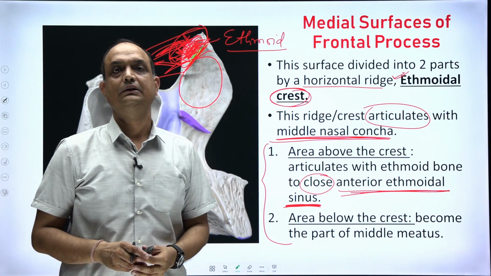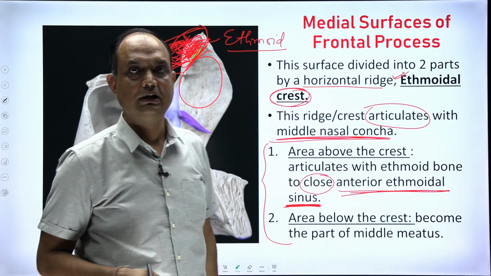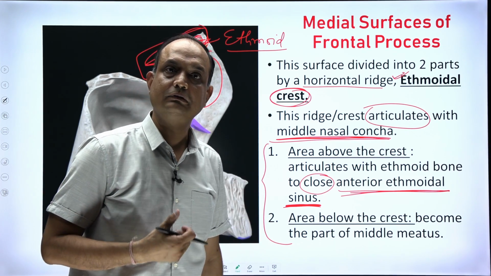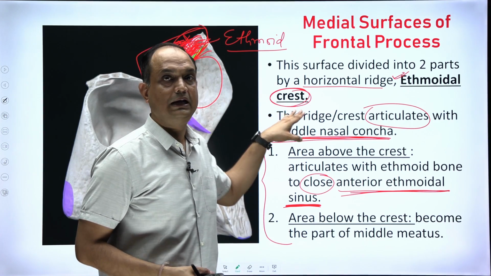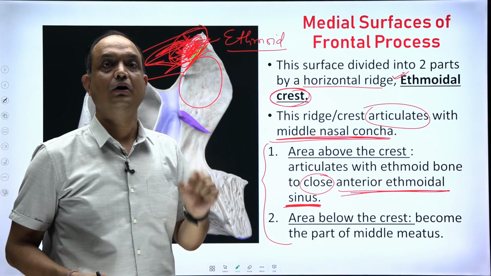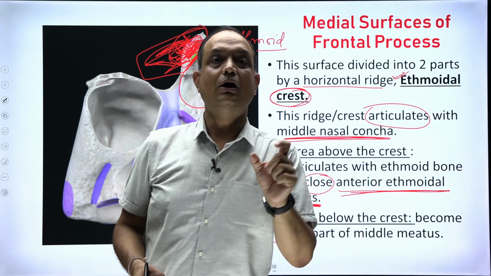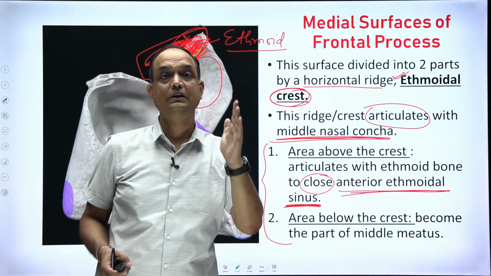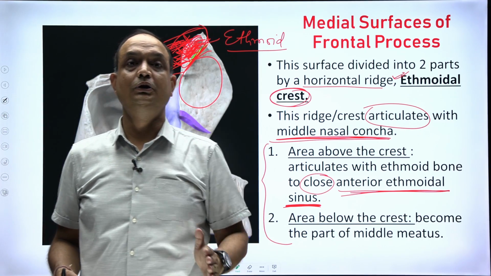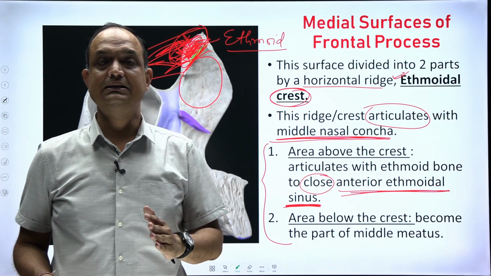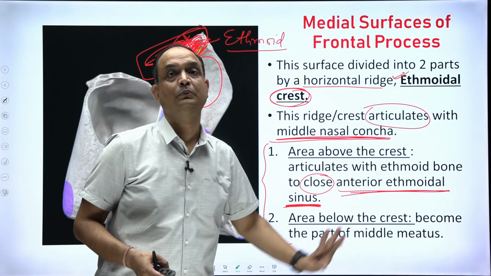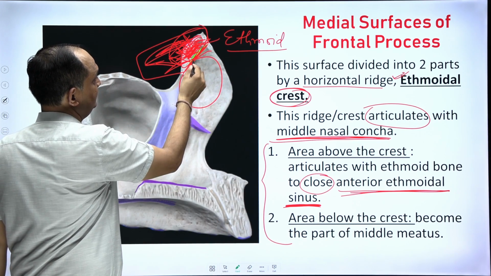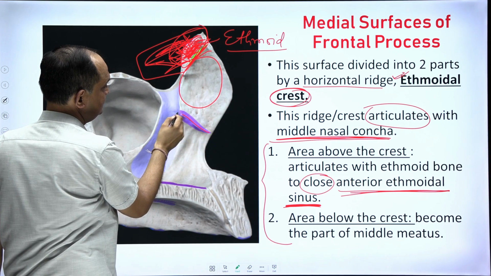So, when you see the ethmoidal crest, what is the ethmoidal crest? It is an oblique line on the medial side of your frontal process of maxilla, and on the crest you will have the articulation of the middle concha of the ethmoid, plus above the concha the bone is still in contact with the ethmoid bone to close the air sinus, and which air sinus? Anterior ethmoidal sinus.